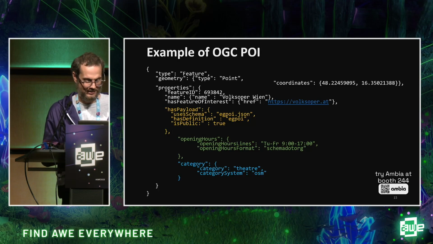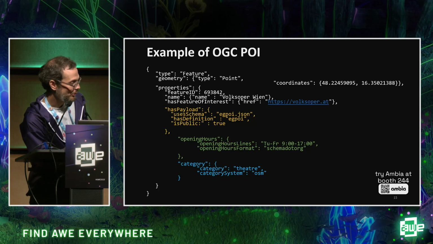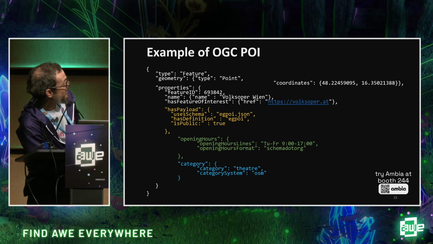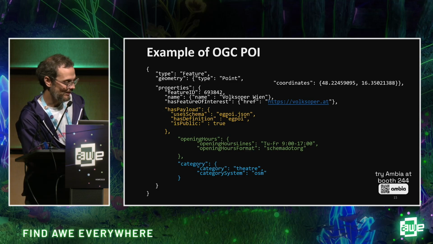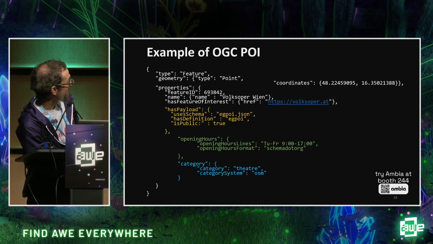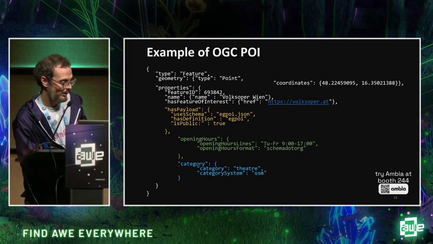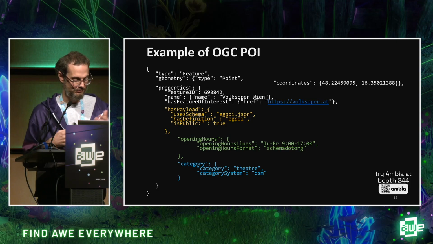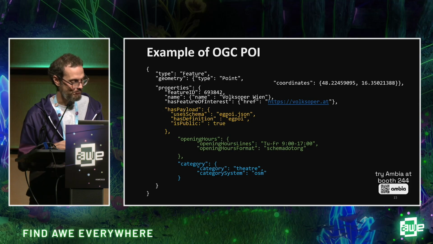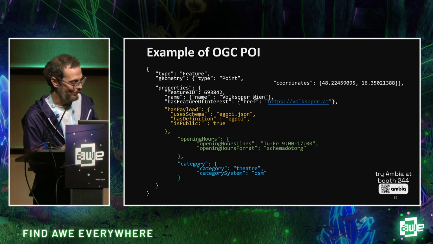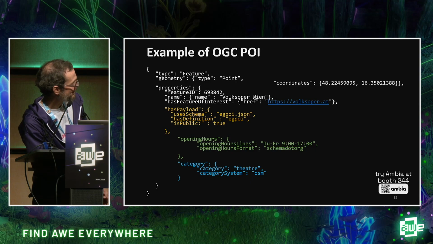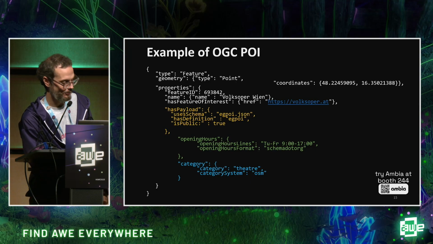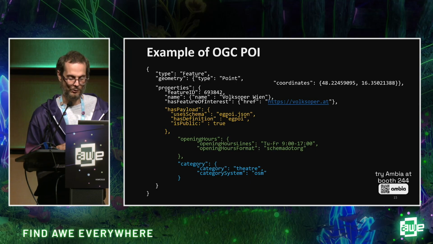So that's an example of what the POI would do. Here you see the Volksoper in Vienna. It's extendable, which is kind of cool. You have these different payload elements where you can just put in new formats and plug them in, and then with the visitor pattern and the factory pattern, you can easily process them.